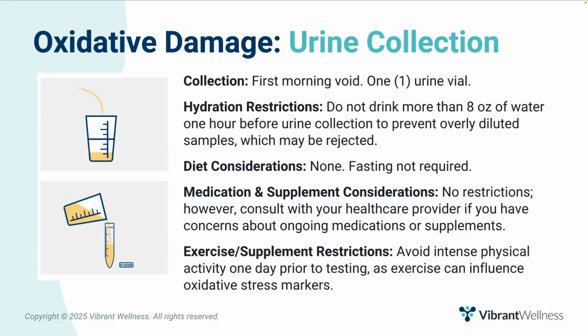The Oxidative Damage Markers test is a simple at-home urine collection. Ideally, patients should collect their first morning void, as this will have the most concentrated level of damaged products. And for the same reason, patients should not drink more than 8 ounces of water 1 hour prior to urine collection to prevent overly diluted samples, which may result in sample rejection.